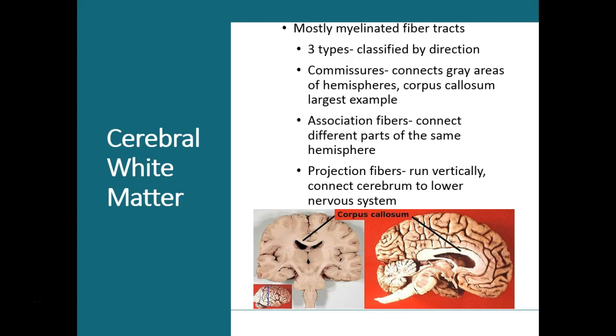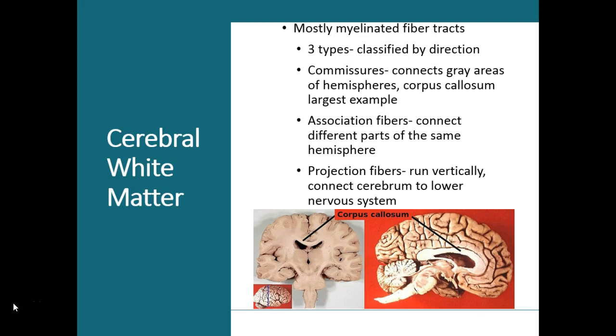Association tracts are made up of fibers that connect different parts within the same hemisphere. So we'll see a few of those as we look at some of the association areas of the brain. And then projection fibers contain axons that conduct nerve impulses from the cerebrum to lower parts of the central nervous system, such as the thalamus, the brainstem, or the spinal cord, or from lower parts of the central nervous system to the cerebrum.